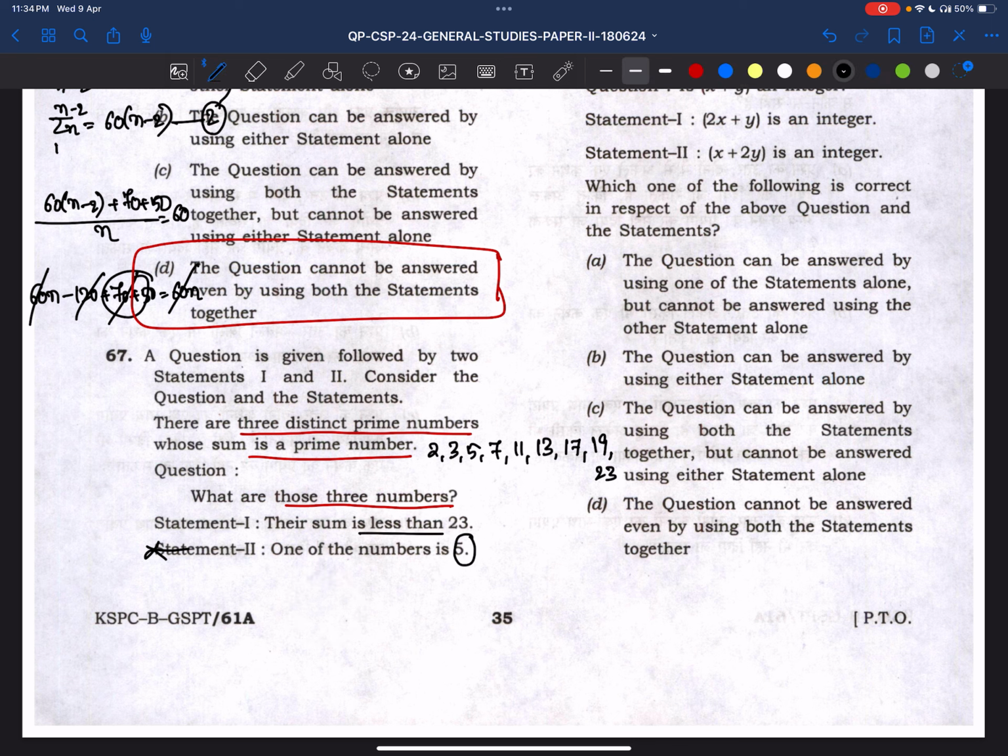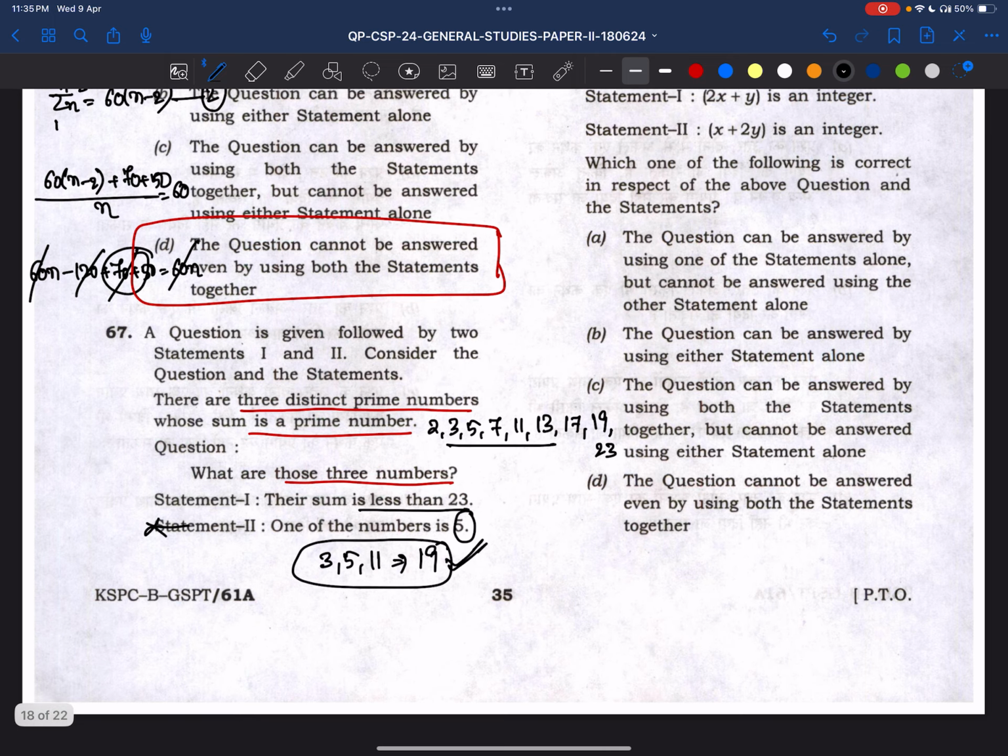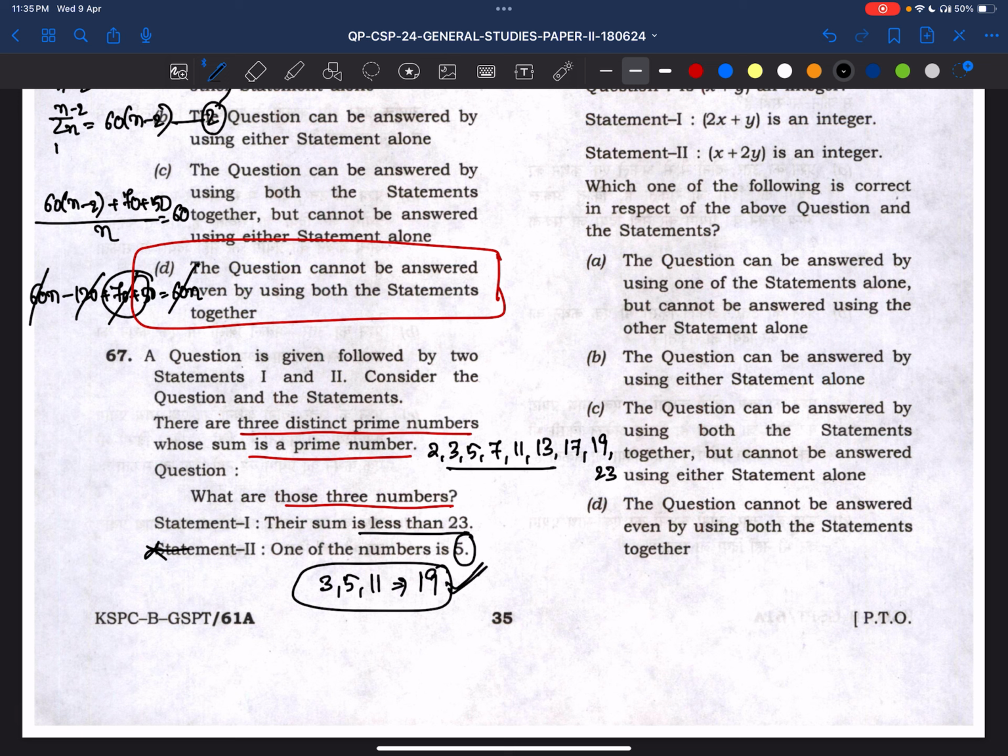Now statement 1 says the sum is less than 23. So we should find the sum of these prime numbers which should be less than 23. Let's check whether it is possible. See here, we can take 3, 5, which is 8. 8 plus 11 will be 19. This sum is less than 23. Let's check whether we are getting other triplets where the sum is less than 23.